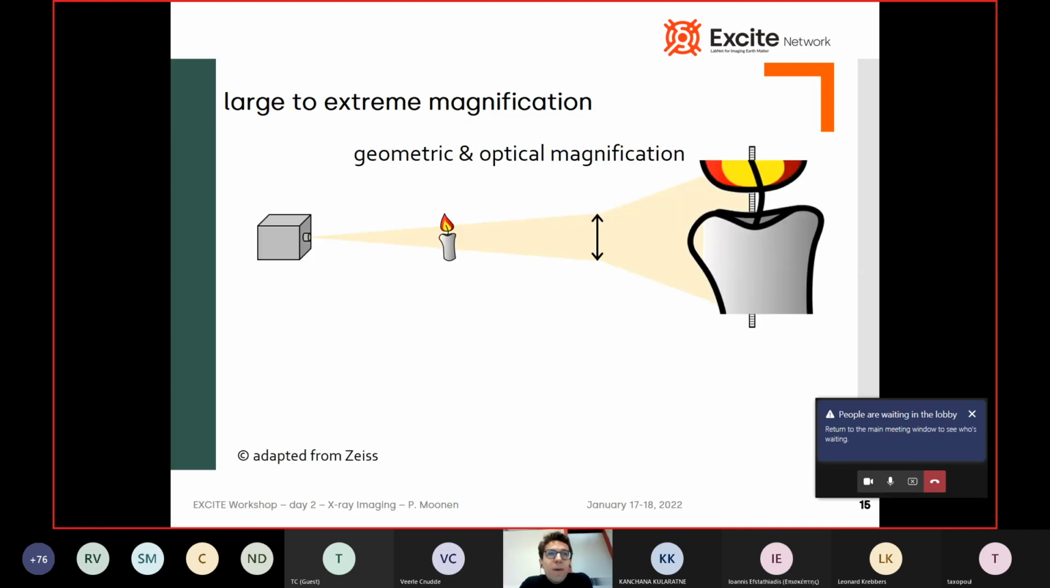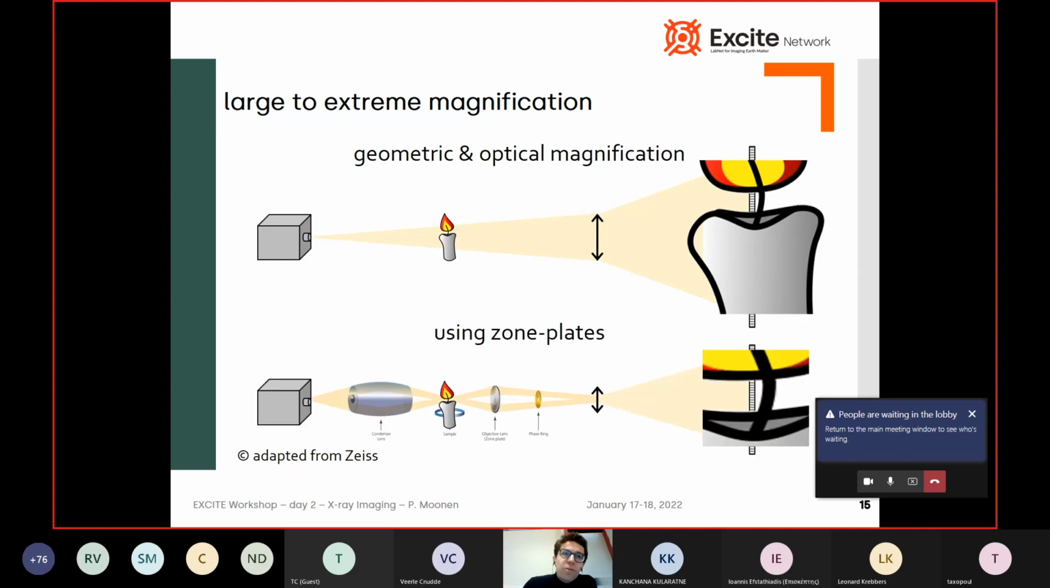So you can combine geometric and optical magnification, and that is done in so-called X-ray microscopes. That allows you to have sub-micron resolution for actually a very short instrument length, because the source to detector distance can be smaller. If you want to go beyond sub-micron resolution, to, let's say, 10 or 20 nanometer resolution, then you need to go to another technology. And you need to put, for example, zone plates or capillary optics in between your sample and your detector.